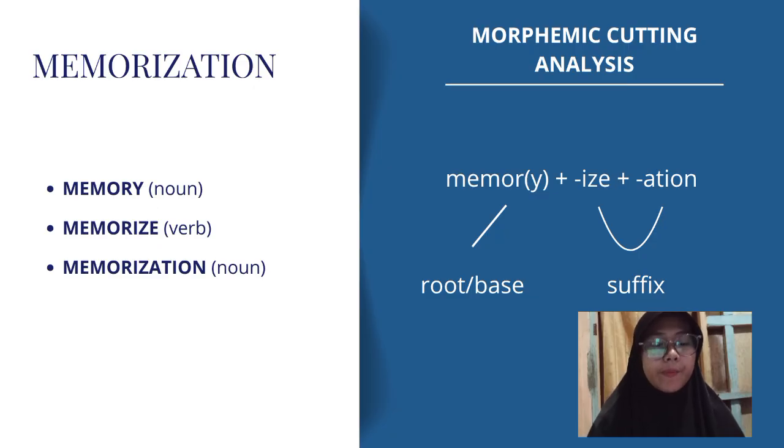For example, memory is originally a noun. When the suffix is added, it becomes memorize, which is a verb. Then, when it becomes memorization, it changes back into a noun. So, in conclusion, affixes that change the part of speech of a word are called derivational morphemes.